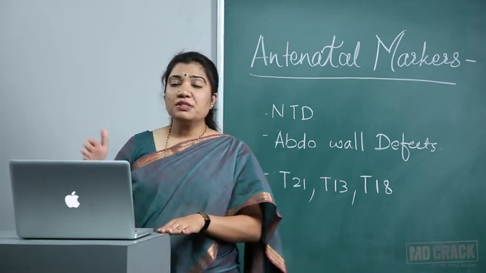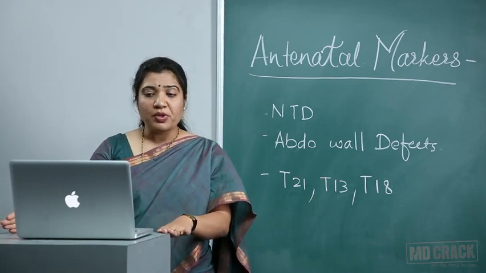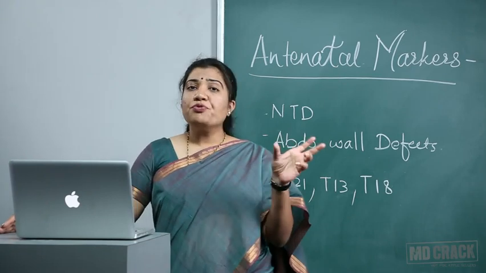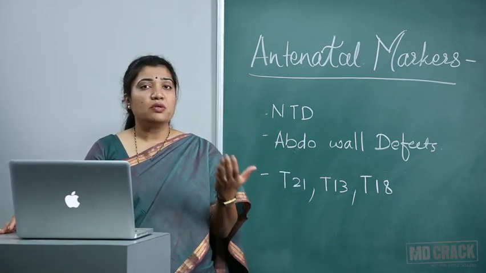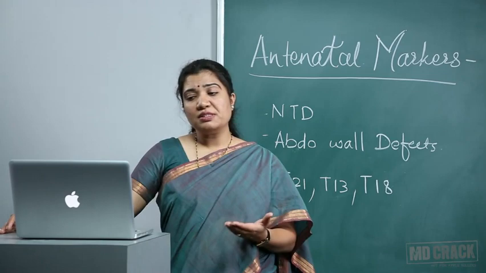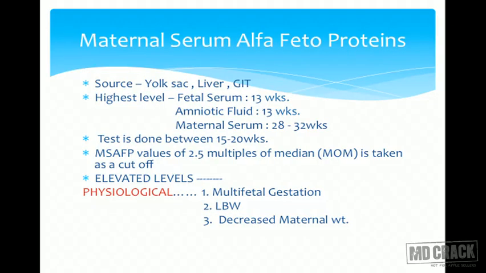After 13 weeks the level starts rising. The tests are done around 15 weeks, so that these levels can be found if they are elevated or if they are decreased. What are the reasons we can see? Which are the conditions where there would be elevated levels but those are physiological? Multiple gestation, low birth weight baby, and decreased maternal weight.